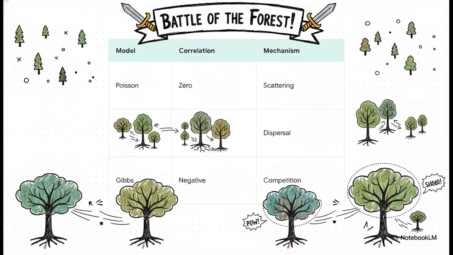You can think of it like slow-motion biological warfare. Trees are literally throwing elbows underground with their roots, fighting tooth and nail for sunlight above. They actively compete for resources, which forces this kind of hardcore exclusion zone around themselves. It pushes other trees away and creates a much more regular, evenly spaced grid pattern.